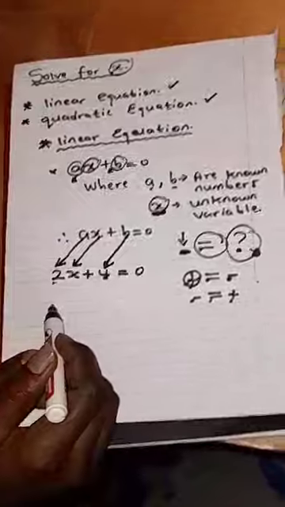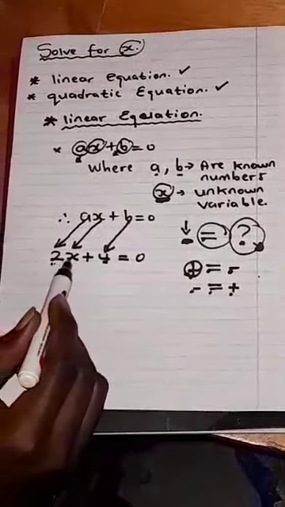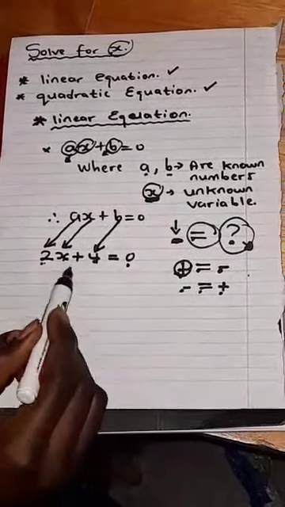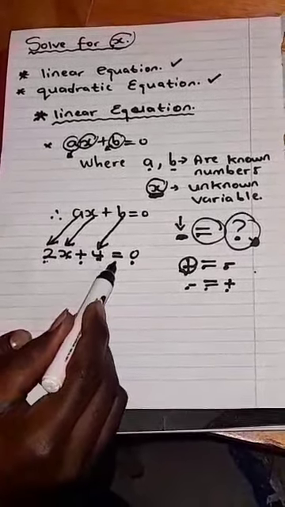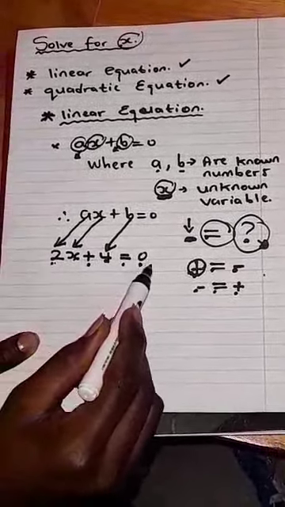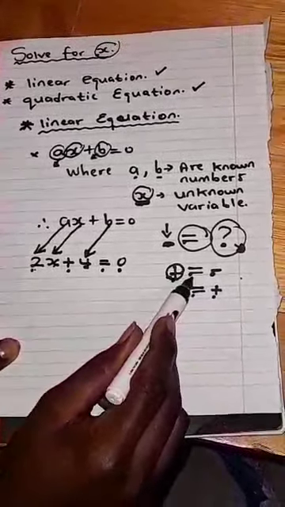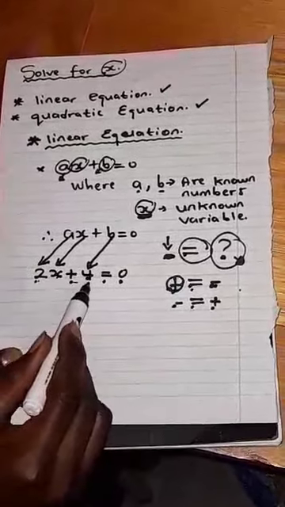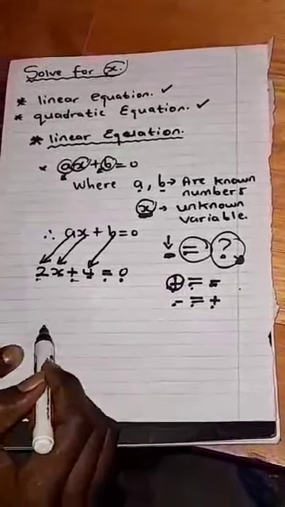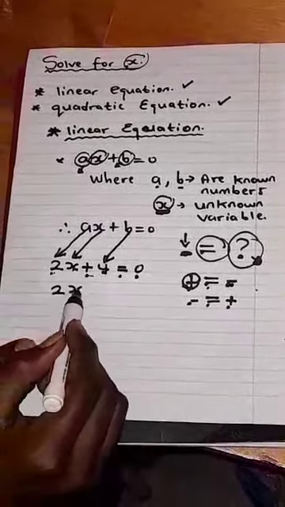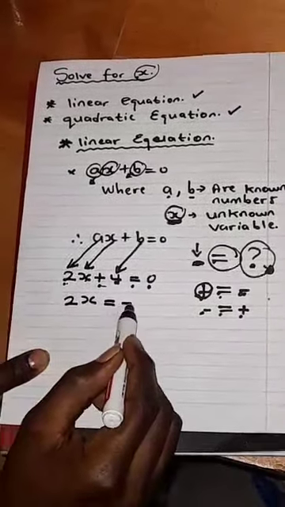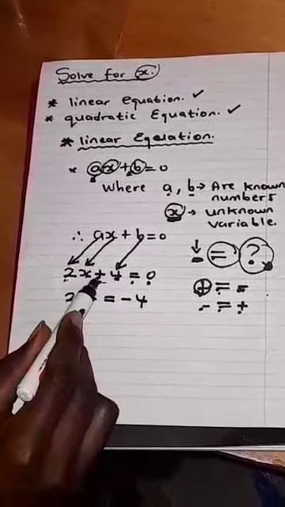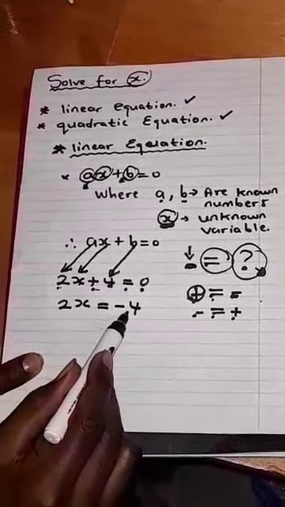So for you to solve for x, which is 2x plus 4 is equal to 0, we said positive jumping the equal sign becomes negative. This 4 on this side is positive, so it must jump the equal sign. It becomes 2x is equal to negative 4. This 4 now changed the sign, because here it was positive, now it becomes negative.